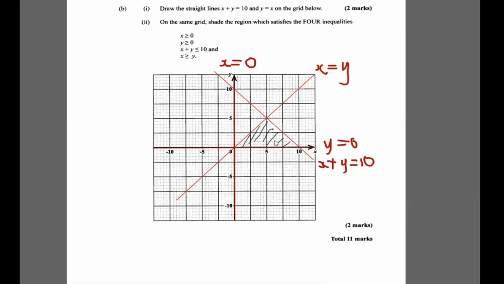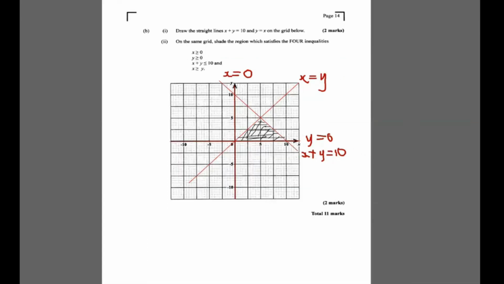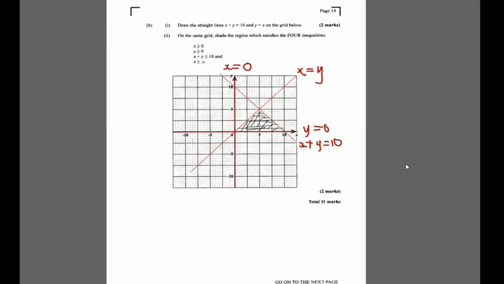All right, this topic is known as linear programming. Very easy. This is the solution region. No issues there. That's all they wanted us to do. No issues.